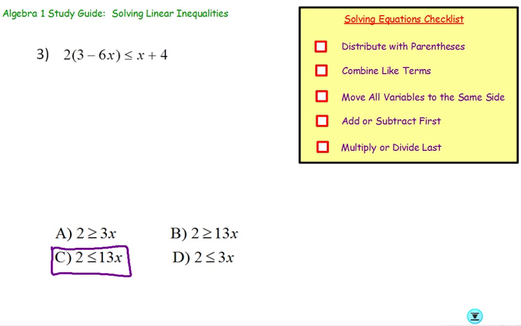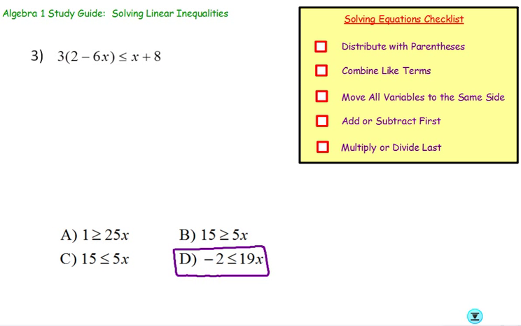Let's take a look at number 3 in the middle there. You'd get C, 2 less than or equal to 13x. And number 3 on the right side would be D, negative 2 less than or equal to 19x. So again, pause it here if you didn't get them correct. If you did, then let's move on.